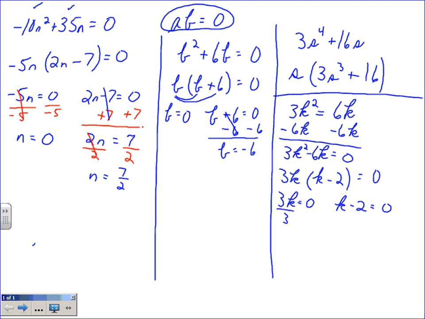Divide by 3, and k could equal 0. On this one, we add 2, and k could equal 2. So we have two answers there.